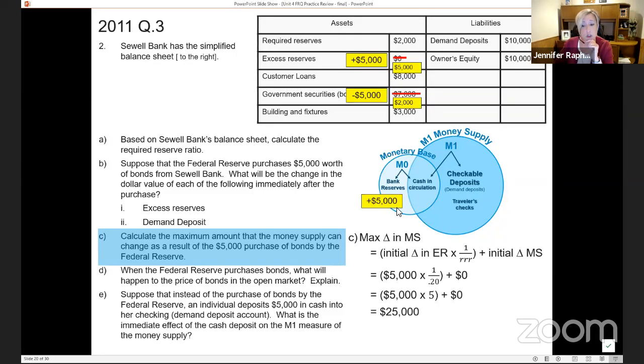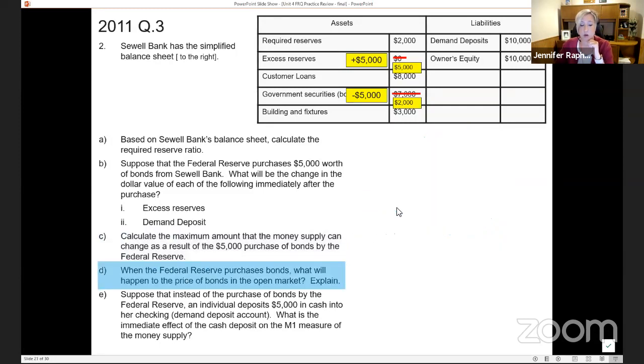So we could use our shortcut, but you really want to make sure you understand why it works. So in this case, the maximum change in the money supply is $25,000. All right, part D reads, when the Federal Reserve purchases bonds, what will happen to the price of bonds in the open market? And we're asked to explain this one.